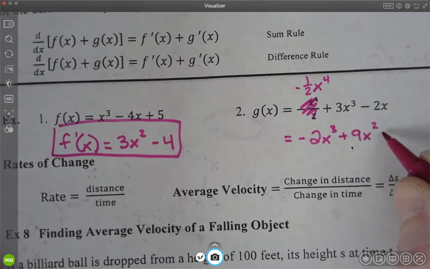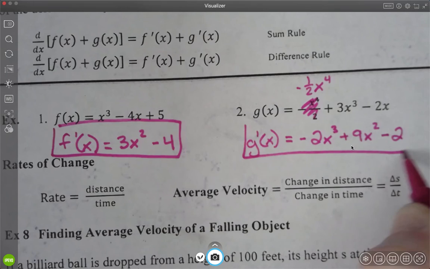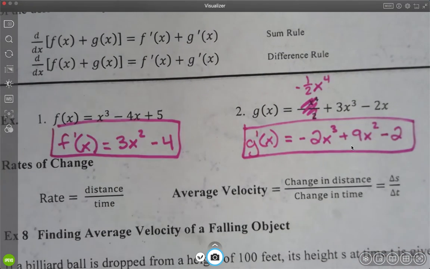And minus 2x becomes minus 2. And what do you want to call it? G prime of x, because it was named g of x to start with. There we go. Beautiful.